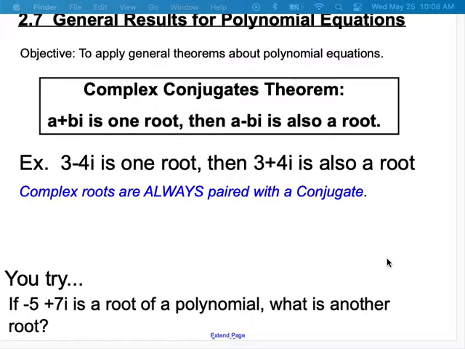Conjugate theorem, right? Some of you may have picked up on this, some of you may remember it from Algebra 2, but this is the official intro to it, okay? So we've got a bunch of theorems in Chapter 2 with polynomials. Complex conjugate theorem is used heavily, I think. But what it says is if you have a complex zero or root, a plus bi, right, then its conjugate, a minus bi, must also be a root or a zero.